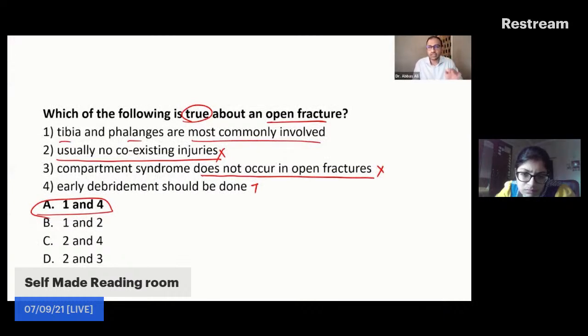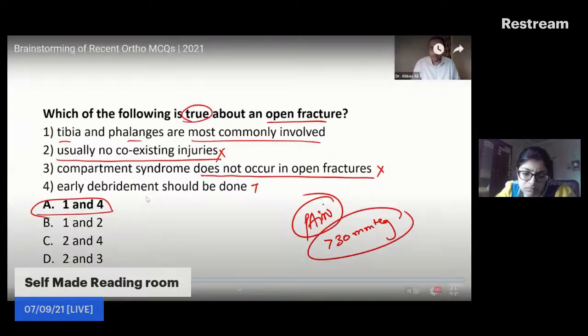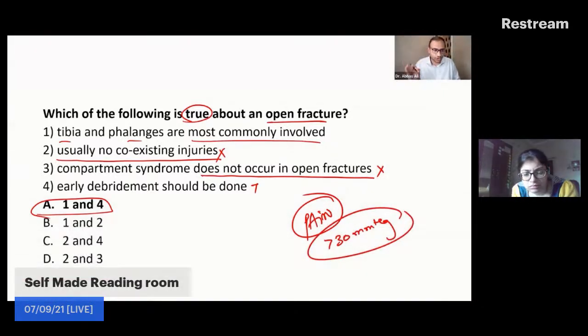Another important thing. What is the diagnostic criteria for compartment syndrome? I asked for the diagnostic criteria, not the clinical criteria. Clinical criteria is pain. Yes, pain, but the diagnostic criteria is to measure the intracompartmental pressure. If the compartmental pressure is more than 30 millimeters of mercury, what does it mean? The pressure is very high. It is impending compartment syndrome. That is the time you have to go for fasciotomy.